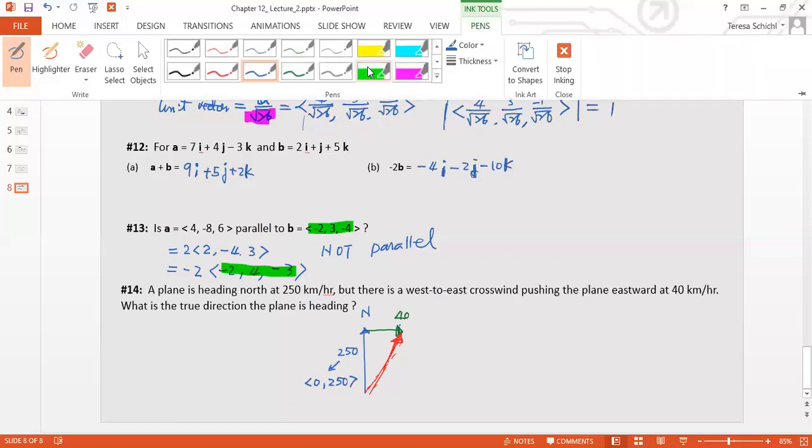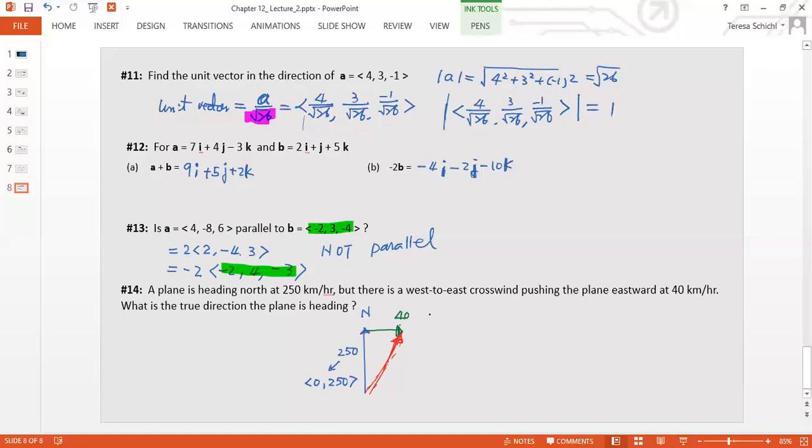And then this vector here is the wind, which is 40, so this wind basically is 40, and what is here? This is zero, right? So then this red one, what is the red one here? The red one is just these two added, right? So this is 40 and 250 here. And I want to find the true direction. That means I'm looking for this angle, right? So this angle theta, right?